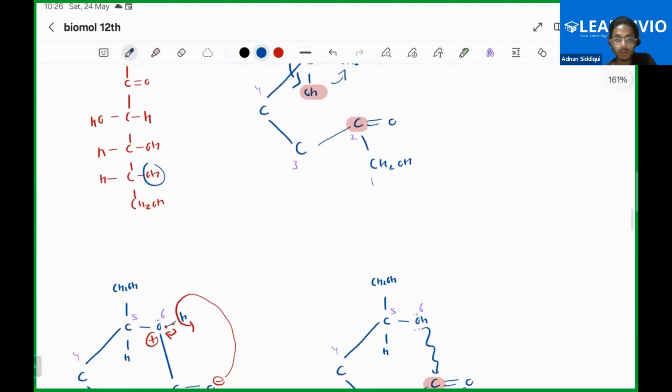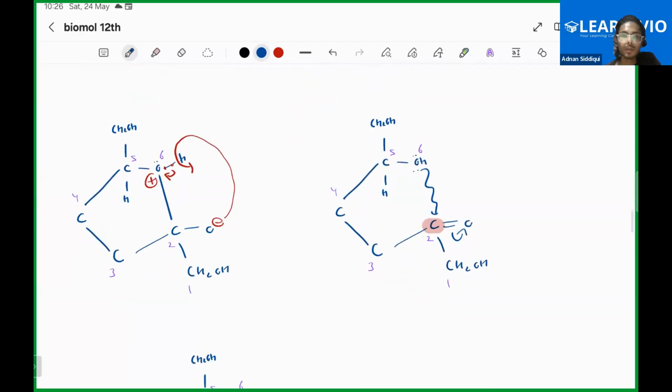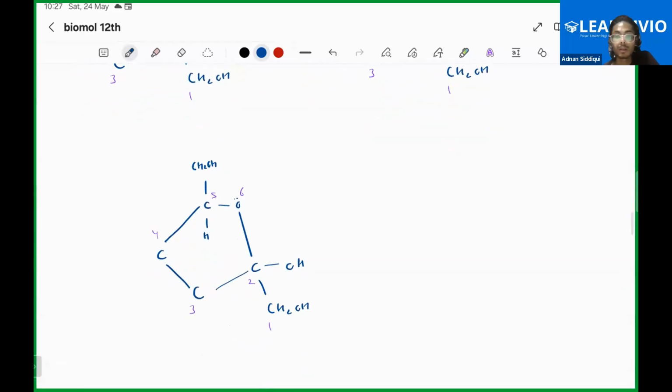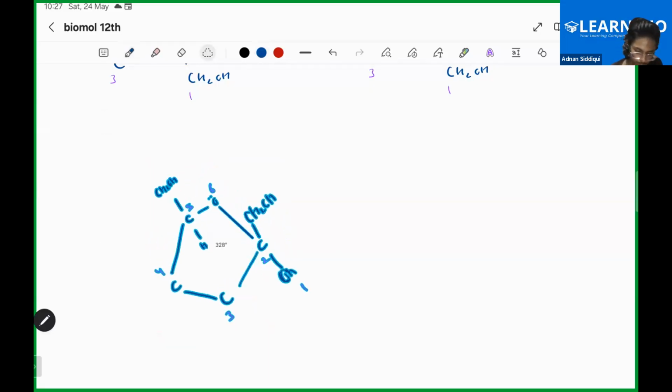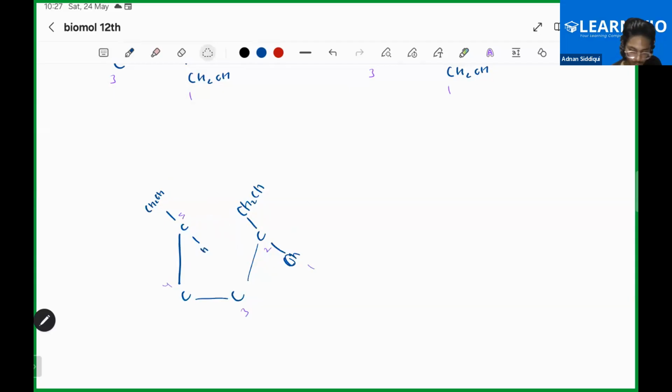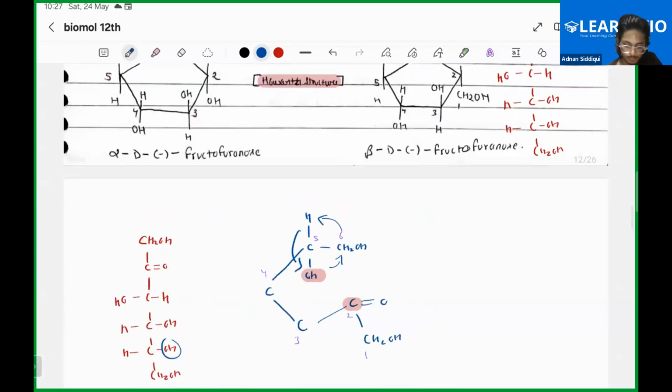So the attack was done through the backside. So the product is going to look like alpha or beta. The OH should be at the alpha, below side, right? So OH should look like this, and CH2OH. If I rotate it a bit, then it will look like nothing but pyranose, right? I do this. So this is how the mechanism works. Same as glucose, right? Yes, sir.